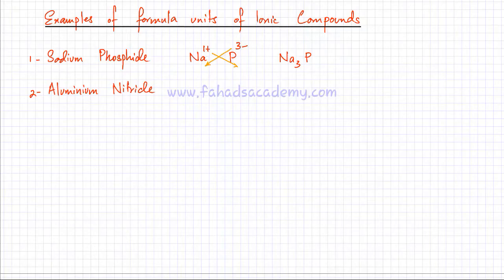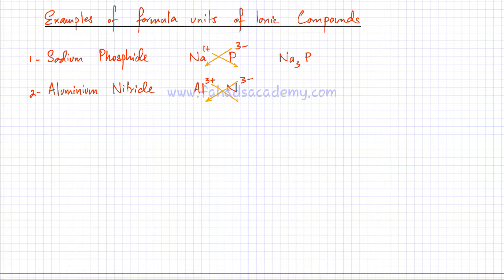Let's do another example. The second example is aluminium nitride. So there is aluminium, and again there's an -ide, which means we're talking about nitrogen over here. So there are going to be two ions, one positive, which is aluminium, and it's in group 3. So group 3 will have a charge of 3 plus. And then you have nitrogen, which is in group 5, and group 5 is going to have a charge of 3 minus.